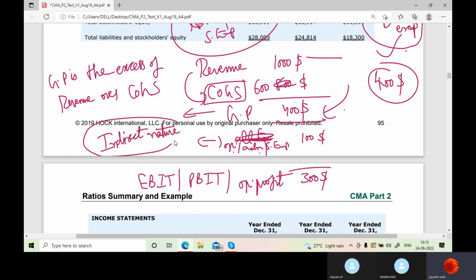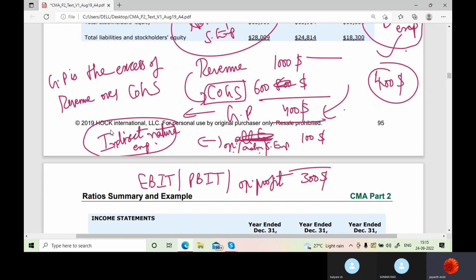What do you mean by indirect nature expenses? These are the expenses which I am not incurring on my prime activity or manufacturing, but I am incurring these expenses to support my prime activity, to support my manufacturing process. Correct or wrong? So any expenses which you incur to support your prime activities are indirect nature expenses. Those are also called overheads.